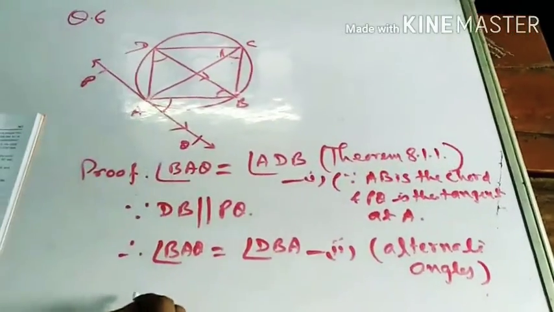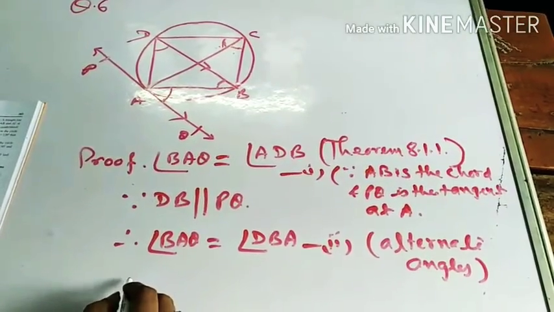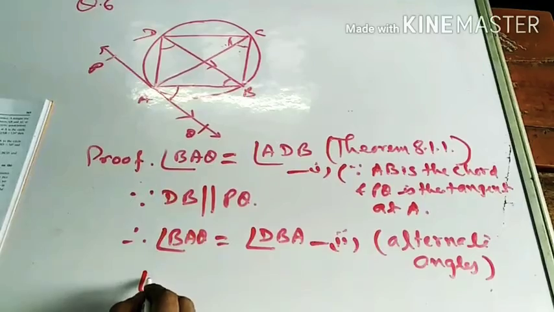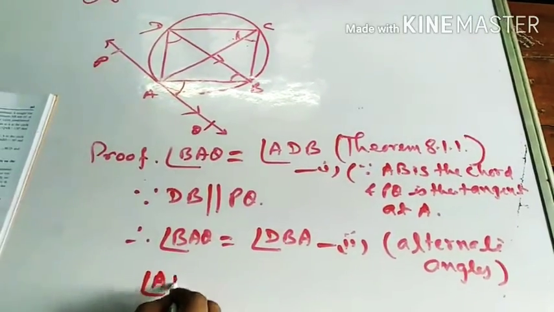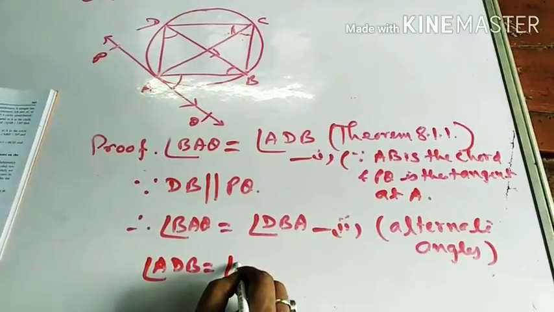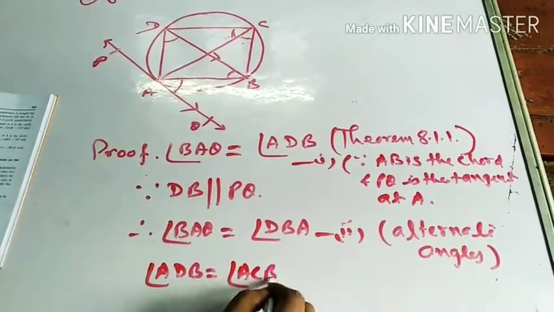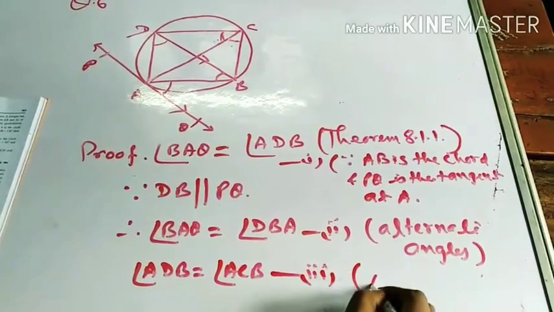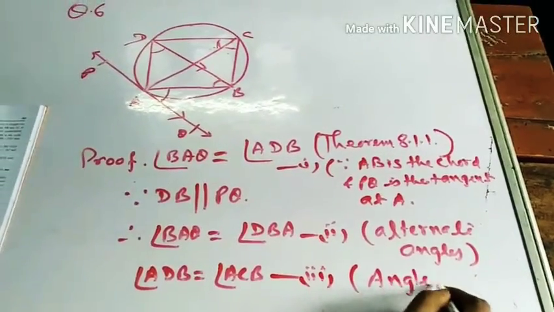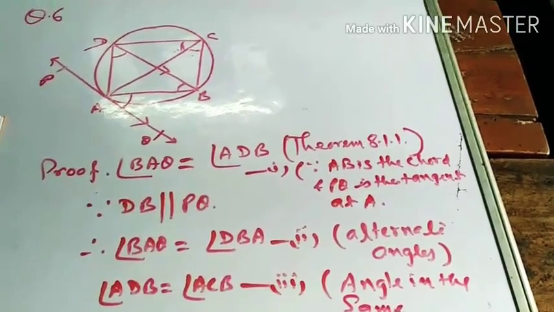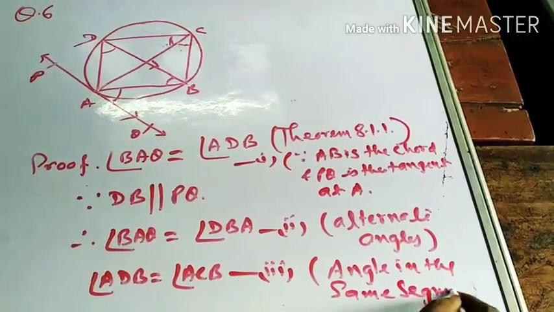Now again, angle ADB is equal to angle ACB, equation 3, angles in the same segment.